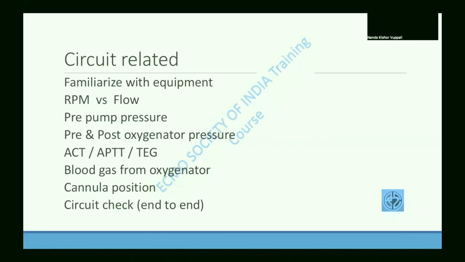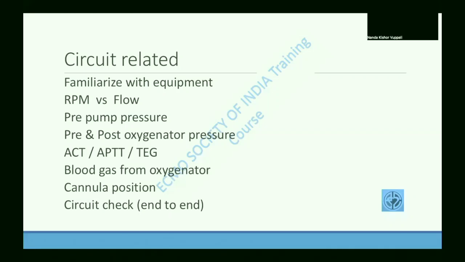But bear in mind that ACT is a very good test and quite useful at the bedside, but not always sensitive. So what we tend to do is we usually back it up by APTT. So we do an ACT every couple of hours when the patient goes on, and when the patient stabilizes, we do it every 6 to 8 hourly. And then we back it up by at least once or twice a day APTT. And when you do APTT, what we're aiming for is 1.5 times to twice the normal.